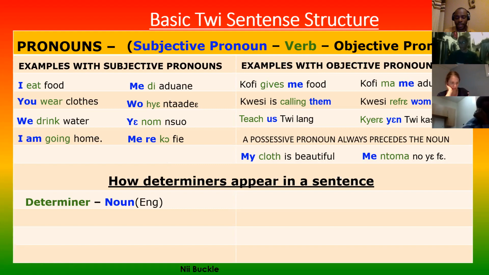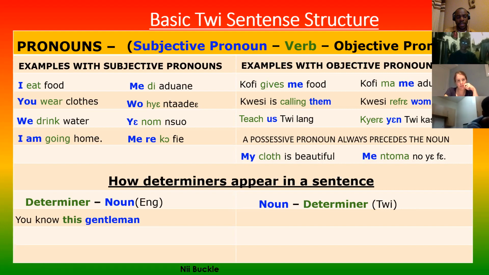Now determiners are words like the, as we just seen. And in English, the way it works, you say the determiner before the noun, like the boy, the book, the lady, the man. In Twi, is it the same? No, it is the other way around. The noun comes first before the determiner. For example, the book. Example I'm going to give you here is, you know this gentleman. See where the determiner is, this. Then the noun, gentleman, comes.